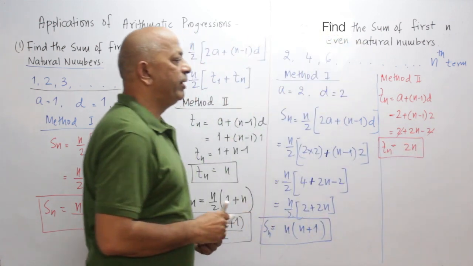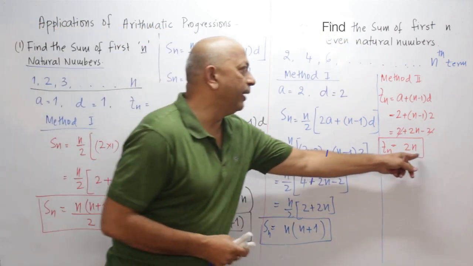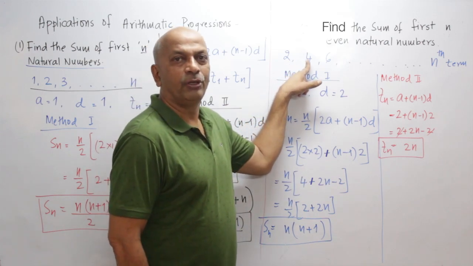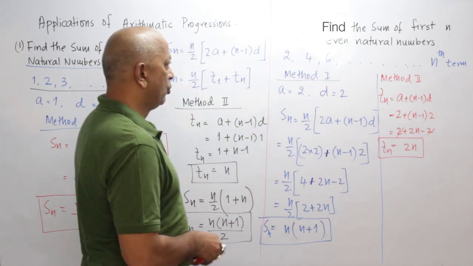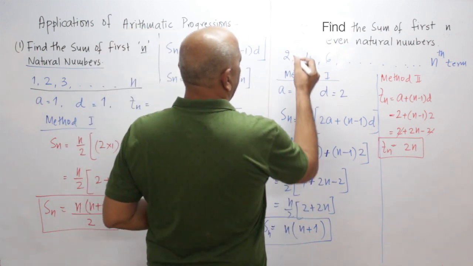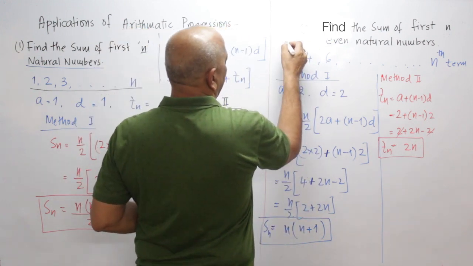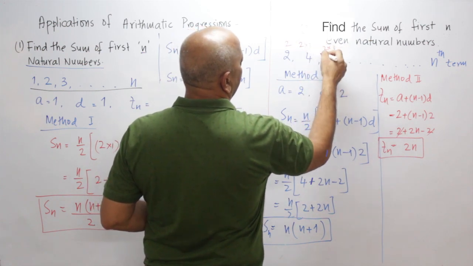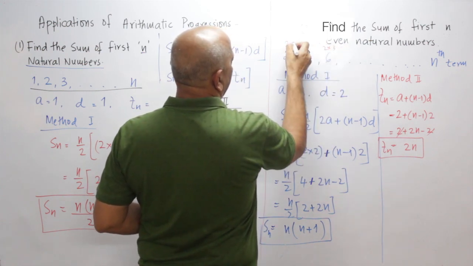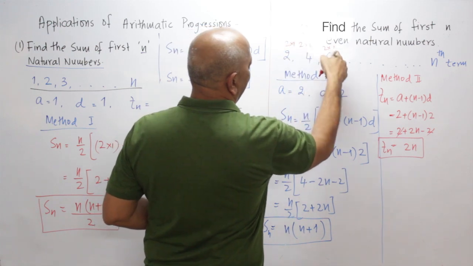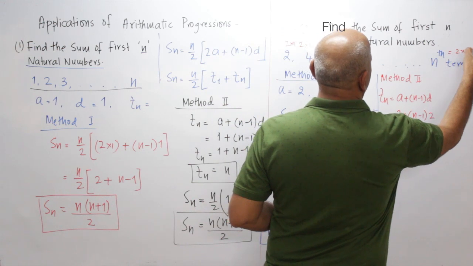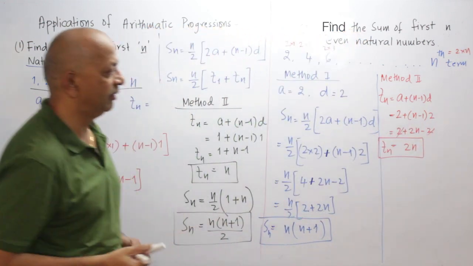So the nth term will be 2 times n. Naturally, first term 2, second 4, third 6. So here also you can understand. This is 2 into 1, first term, 2 into 2, second term, 2 into 3, third term. So the nth term will be equal to 2 into n.